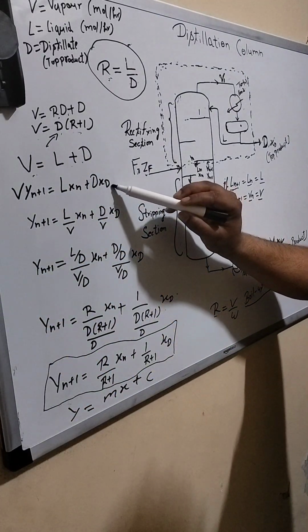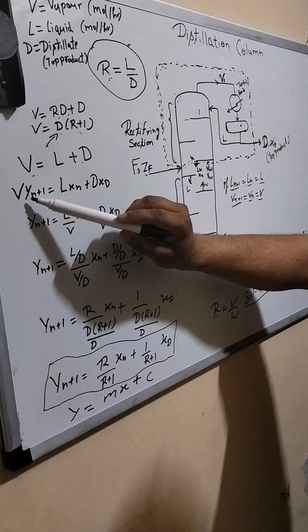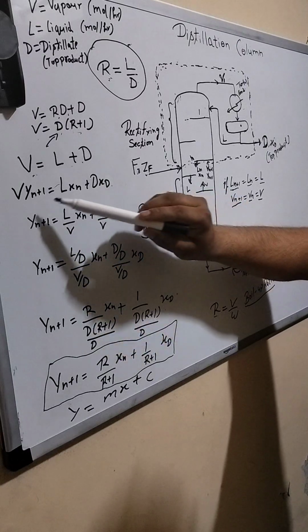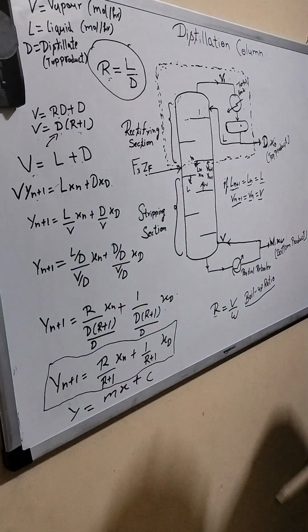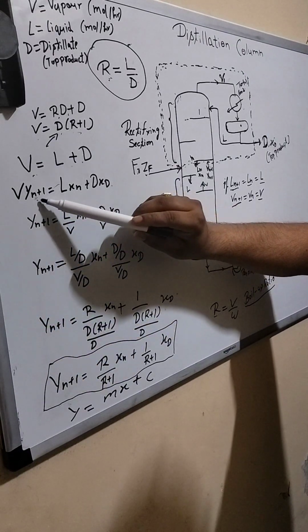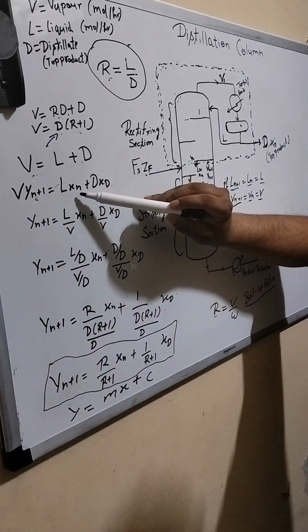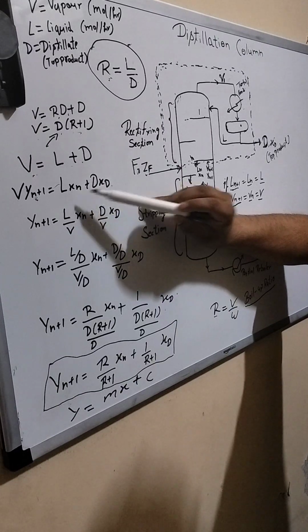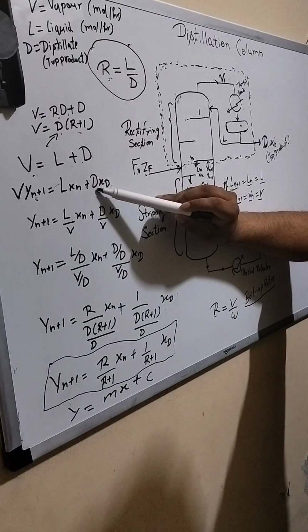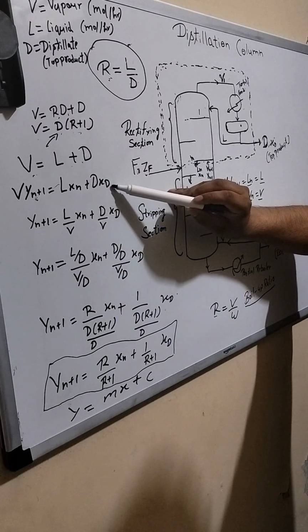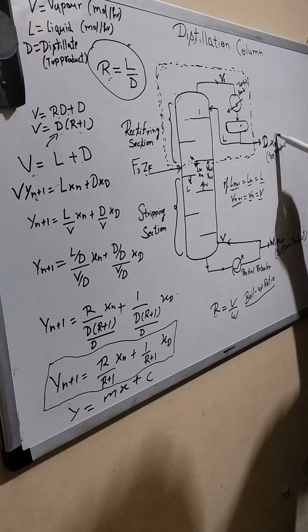Now we will do the component balance. V into Yn plus 1 equals Lxn plus DxD. What is Yn plus 1? It is the mole fraction of the more volatile component in the vapor state, which is coming out from the n plus 1 tray. Xn is the mole fraction of the more volatile component in the liquid state, which is coming out from the nth tray. D is the distillate or top product, and XD is the mole fraction of the distillate.